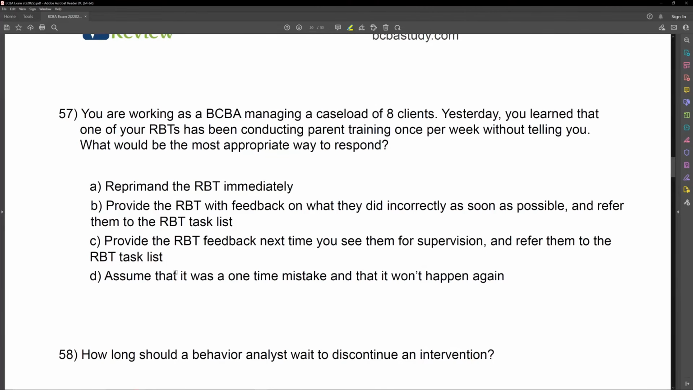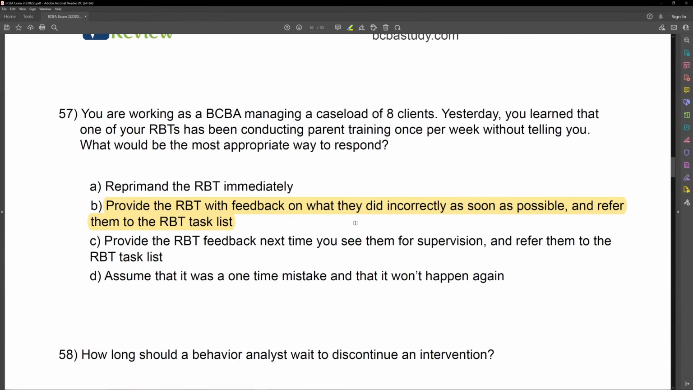And then D, assume that it was a one-time mistake and that it won't happen again. The last thing you want to do is try to avoid conflict, try to avoid bringing these things up. You want to address them. That's what a good supervisor does. Okay. You use behavior analytic principles to provide good supervision and good training to your RBTs. So if you know your RBT conducted parent training without your permission, give them feedback as soon as possible, refer them to resources that are going to make them better. Okay.